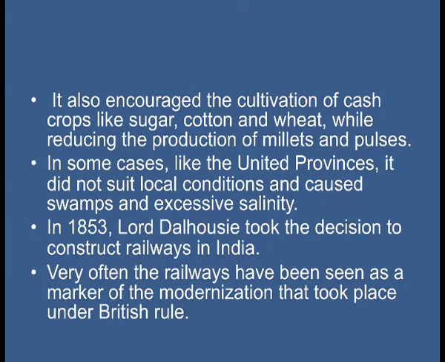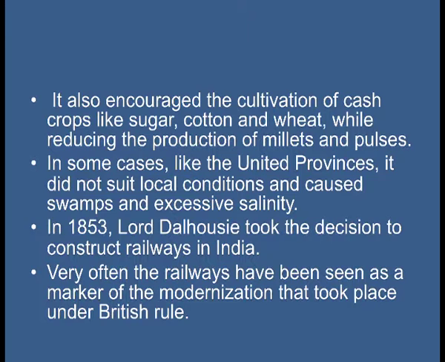It did lead to great prosperity and commercial agriculture in limited enclaves, especially in the canal colonies of Punjab, but it was confined to a smaller number of already well-off farmers who could pay the high water rates. It also encouraged the cultivation of cash crops like sugar, cotton and wheat, while reducing the production of millets and pulses. In some cases, like the United Provinces, it did not suit local conditions and caused swamps and excessive salinity.